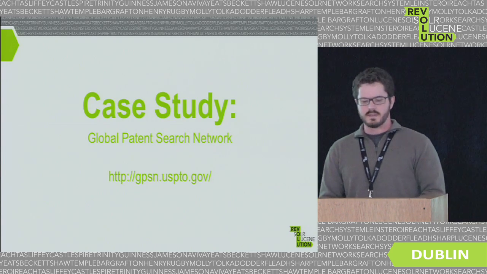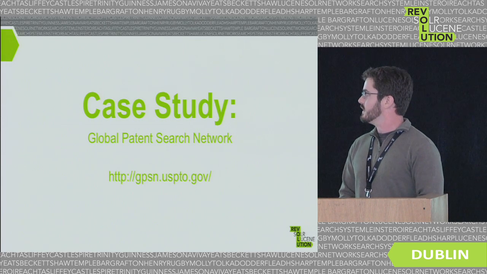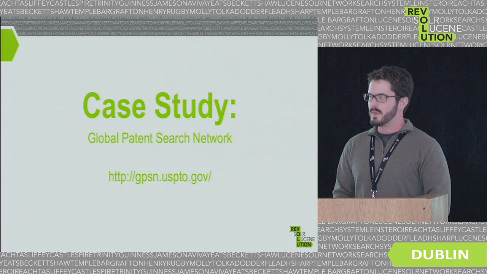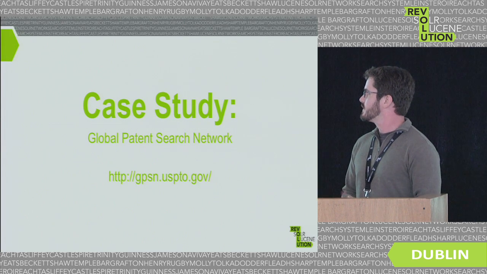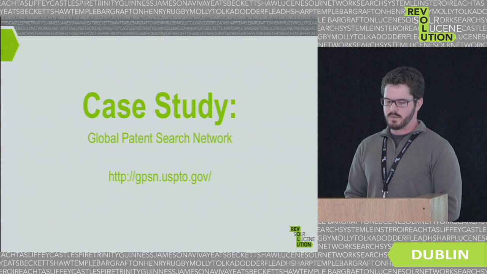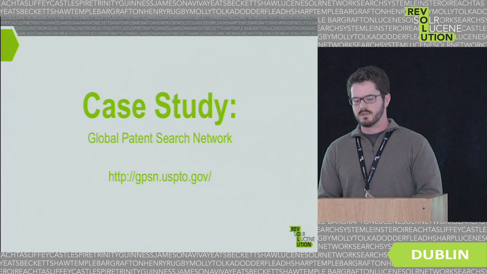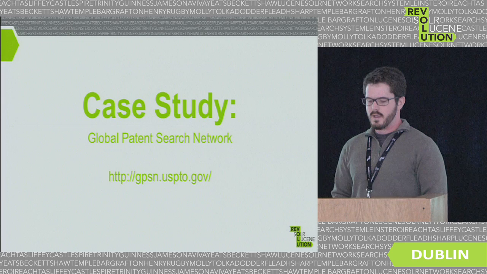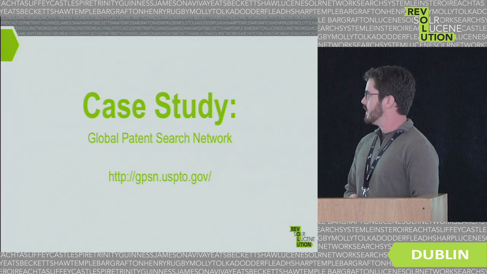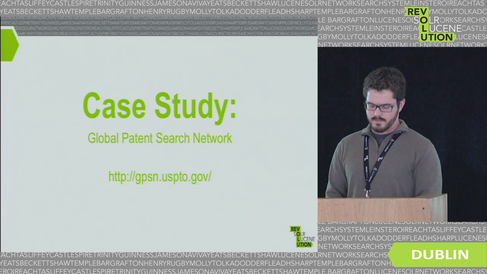Now let's look at a case study from a recent project that we did for the United States Patent and Trademark Office. This is called the Global Patent Search Network. Basically, it's a prototype of a next generation search interface for them where they could have multiple foreign language patent types.